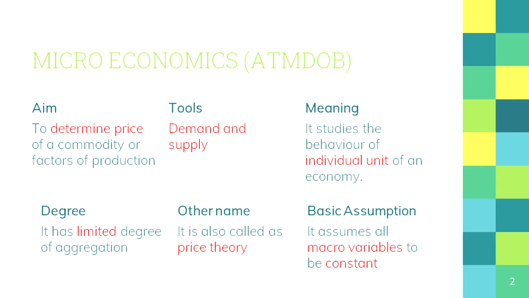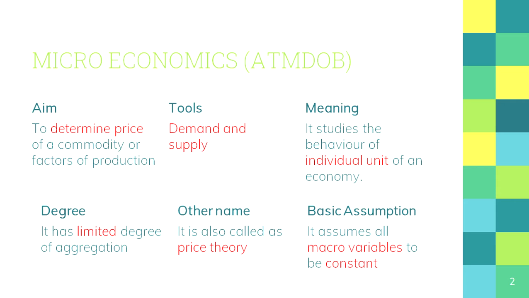ATMDOB, where A stands for aim, T for tools, M for meaning, D for degree, O for other name, and B for basic assumption. So there are six bases in micro as well as in macroeconomics. Moving on with our first basis, that is aim.